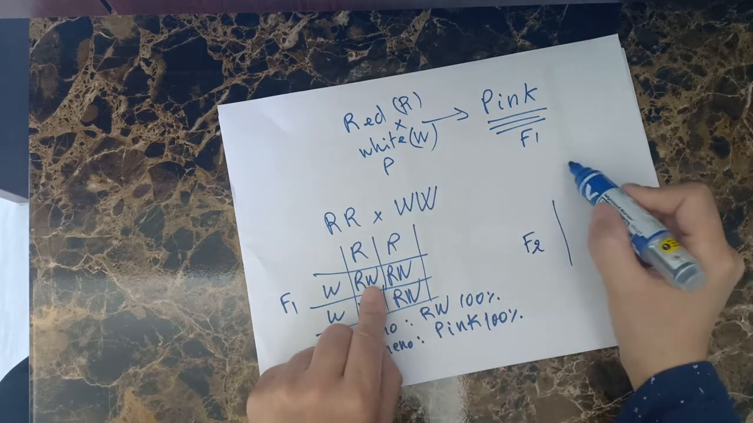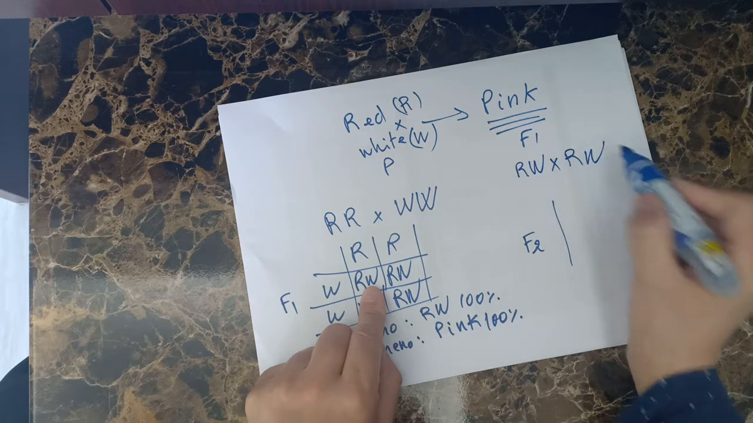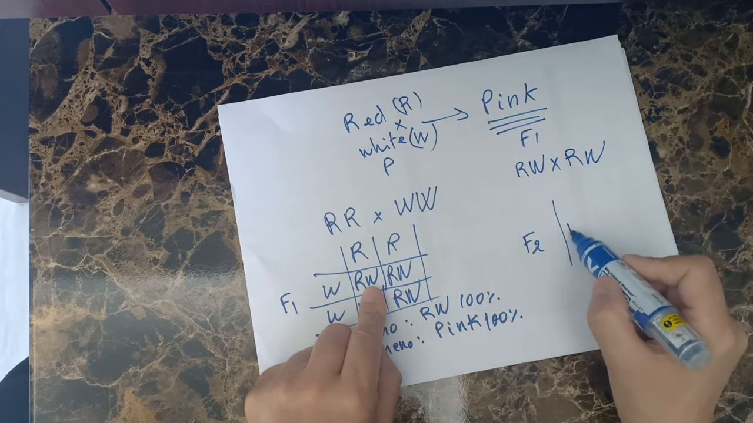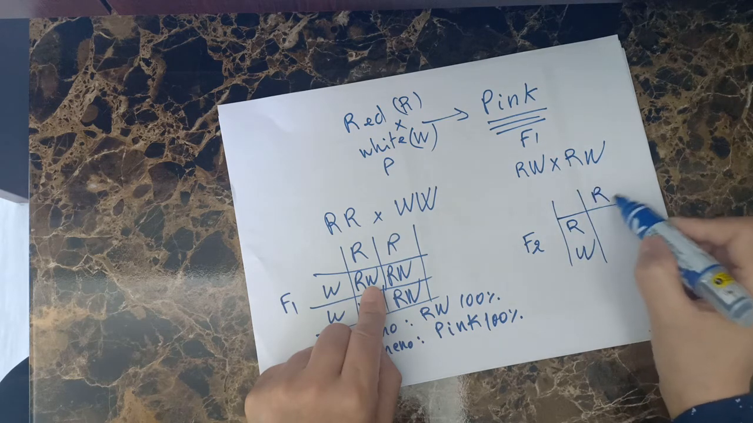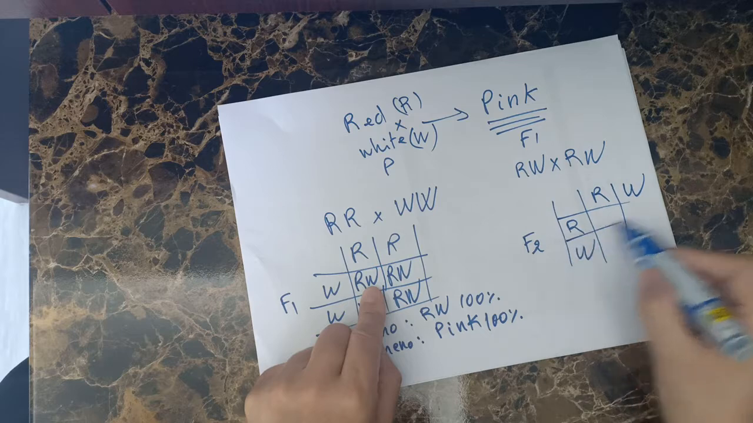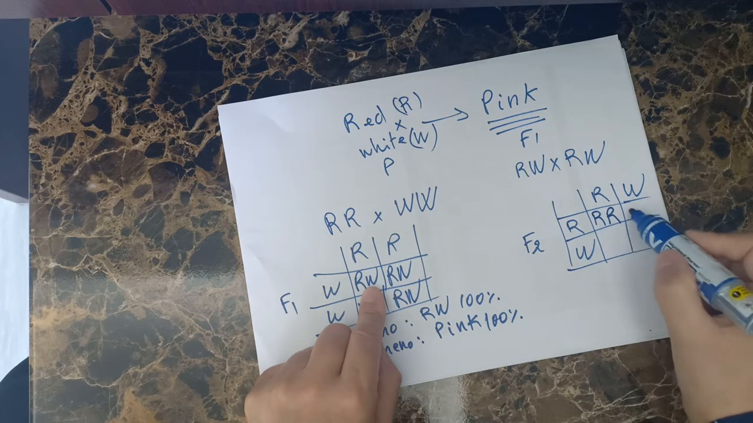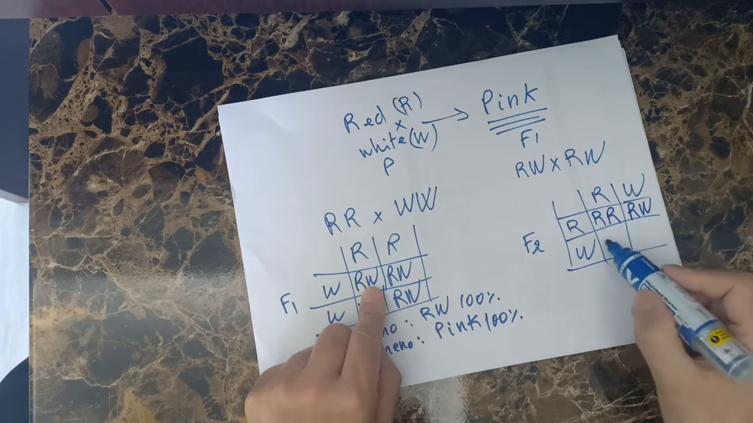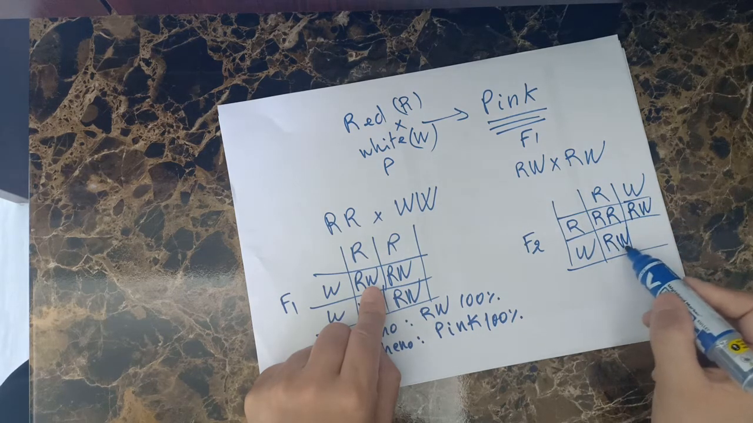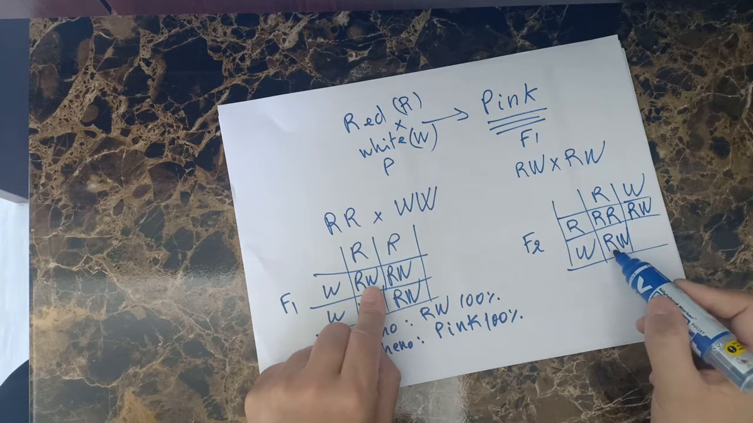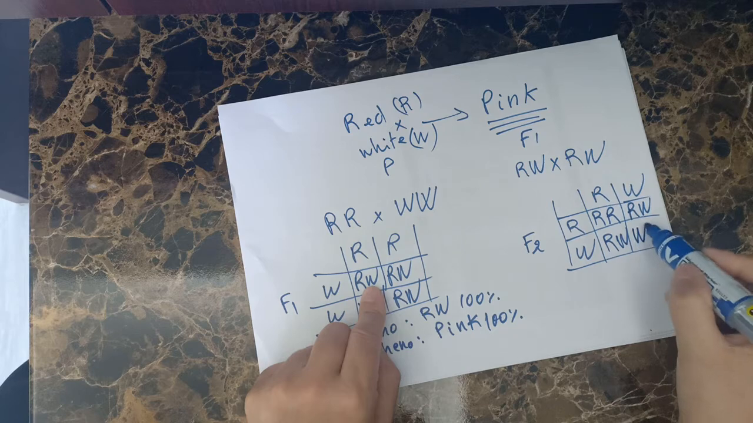F1 with F1 means RW crossed with RW. So you have RW here, and RW here. What are you going to have? RR, RW, RW. Okay, why do I start with the R here? We have to follow the alphabetical order. You cannot put WR. And here we will have WW.